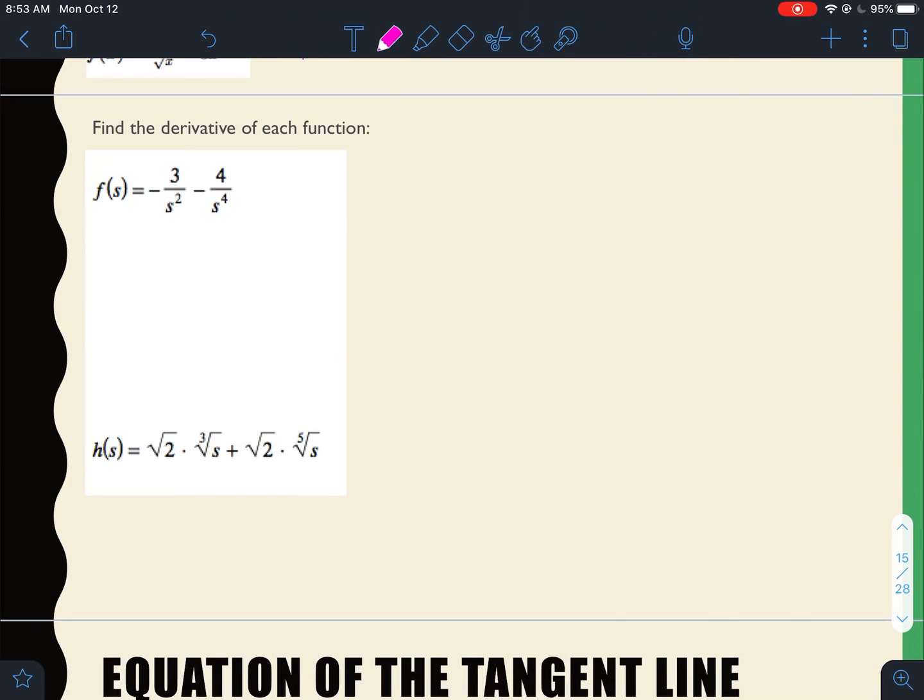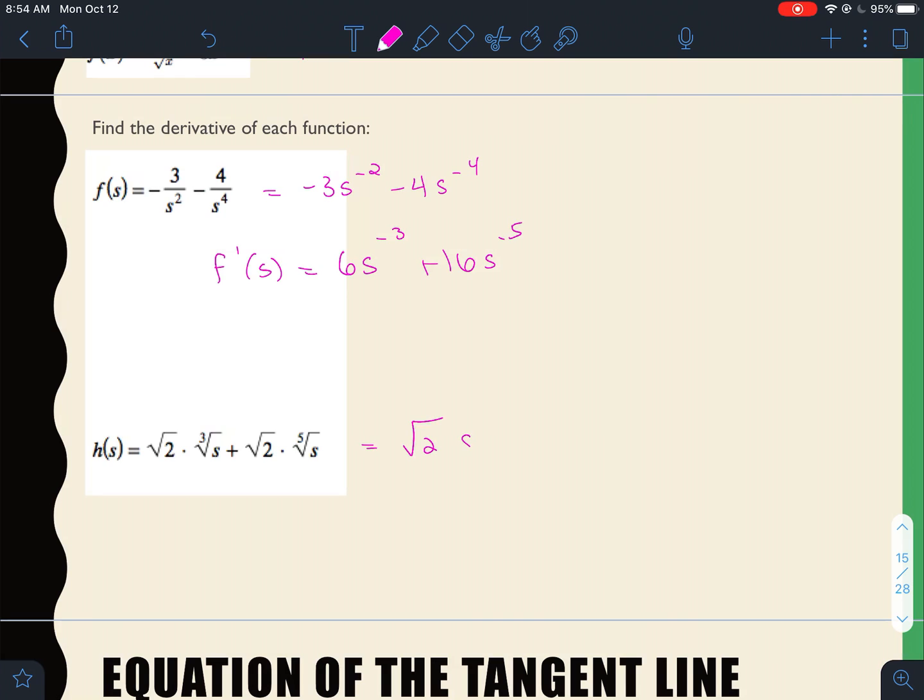All right, so same thing. See if you can pause the video and try and take the derivative of each of these. All right, I'm going to rewrite it as negative 3s to the negative 2, and then minus 4s to the negative 4. And if I took the derivative of this, I would get positive 6s to the negative 3, and then plus 16s to the negative 5.